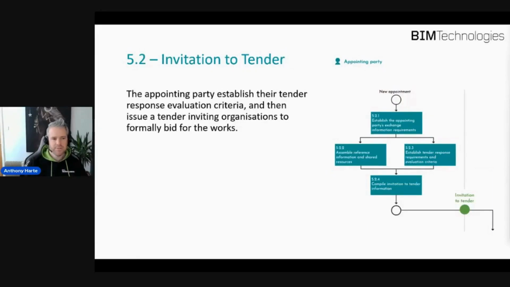Clause 5.2 is an invitation to tender. So the appointing party establishes what their response criteria might be for tender, and then they issue that out to organisations who will formally bid for it. So as part of that invitation to tender, you need to deploy your exchange information requirements and your asset information requirements, which will really set out what you want when you want it, in terms of BIM, the level of detail, again, in that geometry or in the information and the data that you want to hand over as well, most importantly.